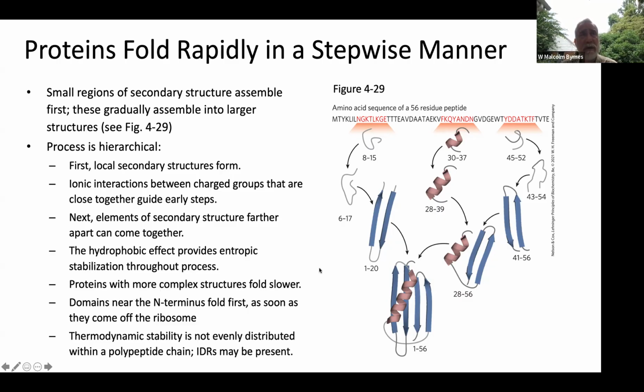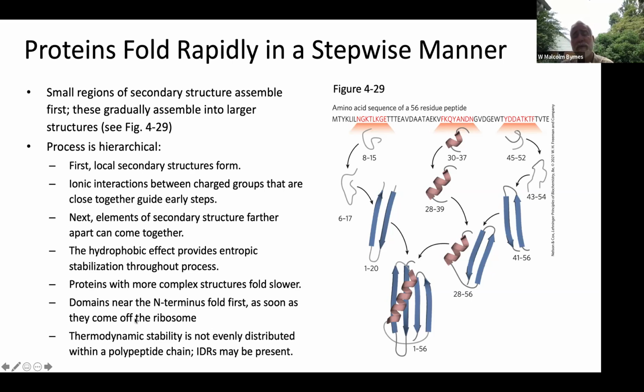Proteins with more complex structures fold slower. That makes intuitive sense. If it has a more complex structure, it's going to take a while for the protein to find that structure, and it's going to fold more slowly, and actually is more subject then to not folding and forming aggregates. So chaperones may be particularly important there.